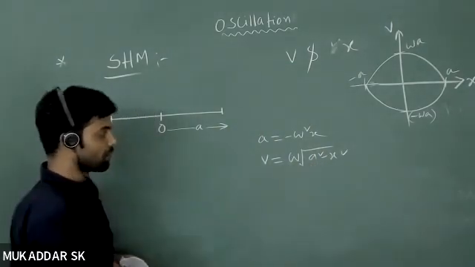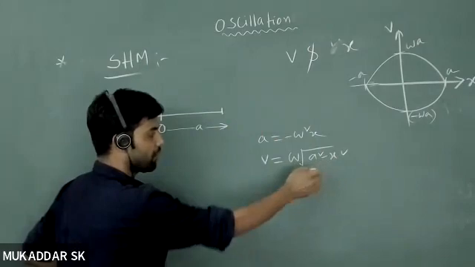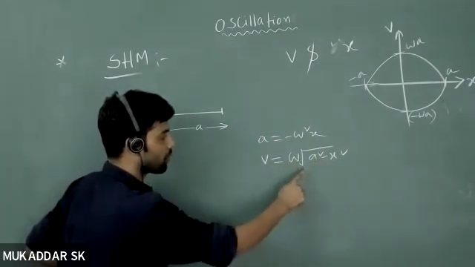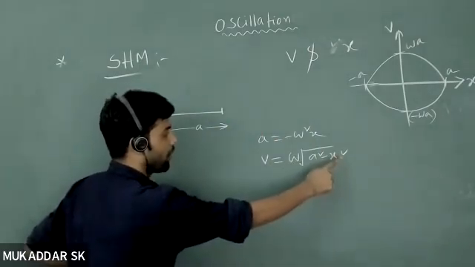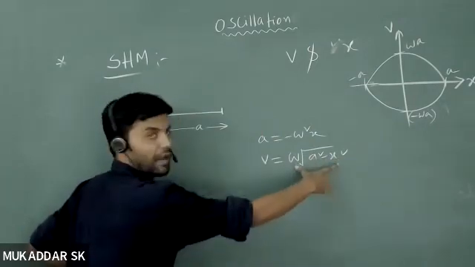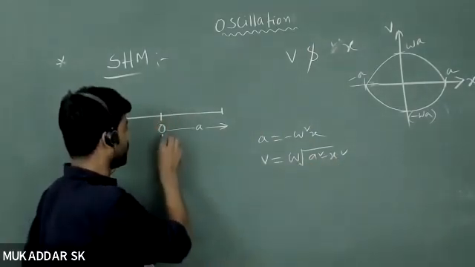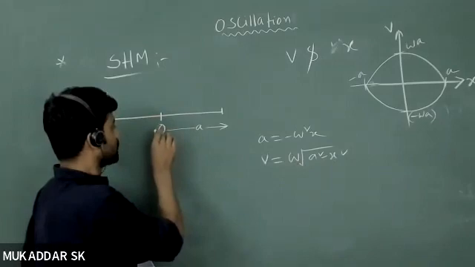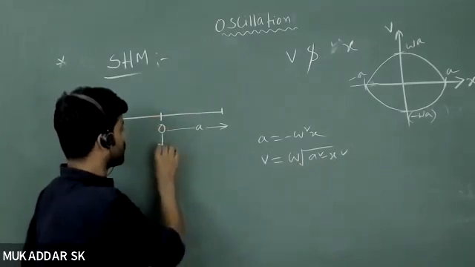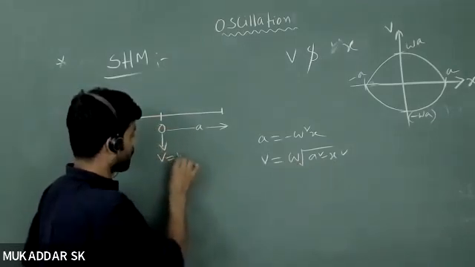Where will the velocity be maximum? When x equals 0, v equals omega root over a square minus x square. So when x is 0, this term will be maximum, right? That means at the equilibrium position you will have v equals v max.